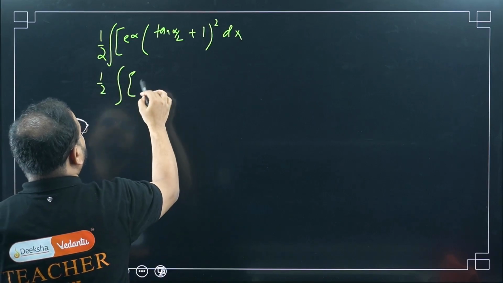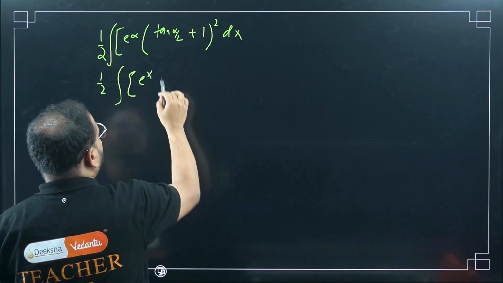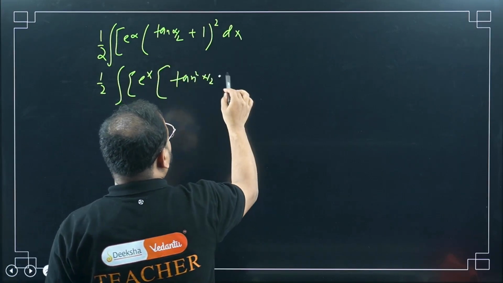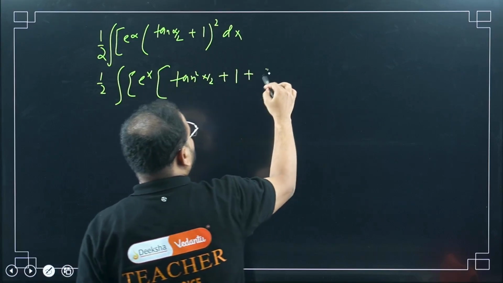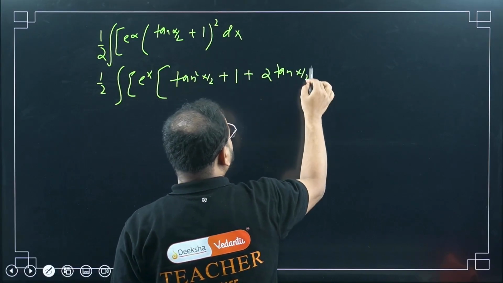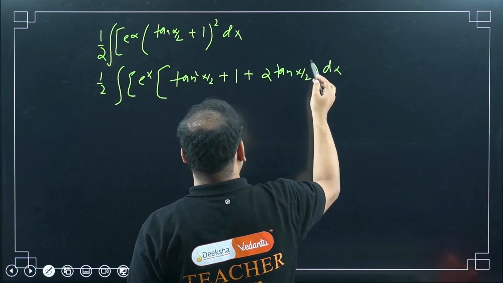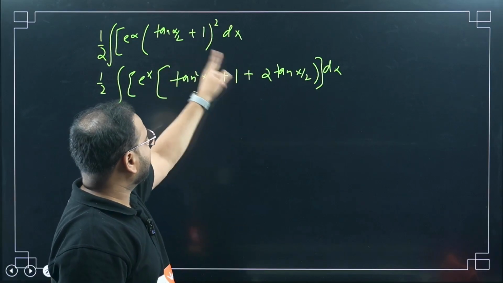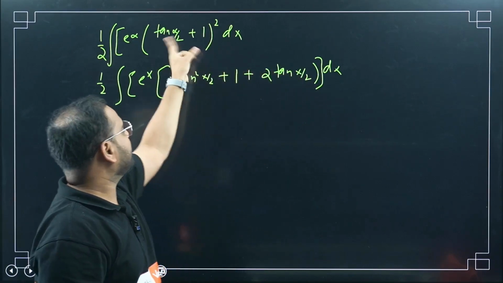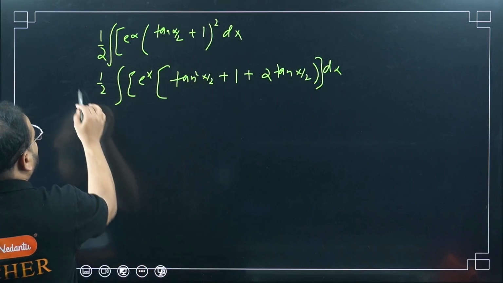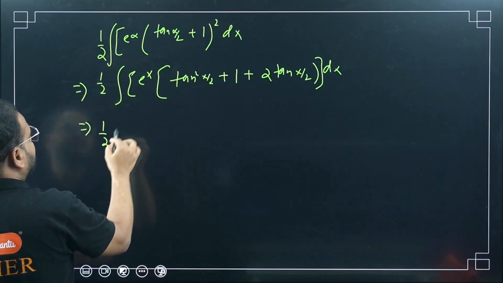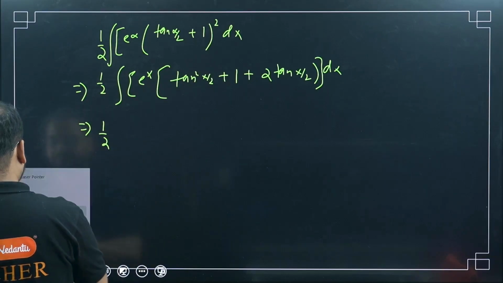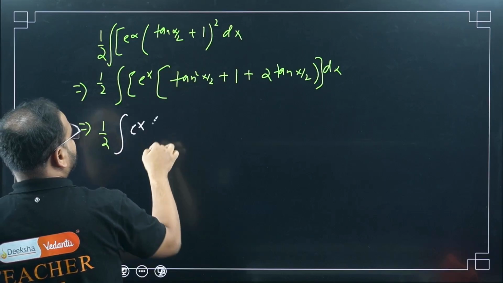Please check. I get e power x will remain as it is. This will become tan square x by 2 plus 1 plus 2 tan x by 2 dx, or not? Please have a look. a square, 1 square is simply 1 and this is 2 tan x by 2. Okay, 2 times of ab is 2 tan x by 2. I can do this again, one more step I can write, with integration. Please have a look. So e power x multiplied with what?